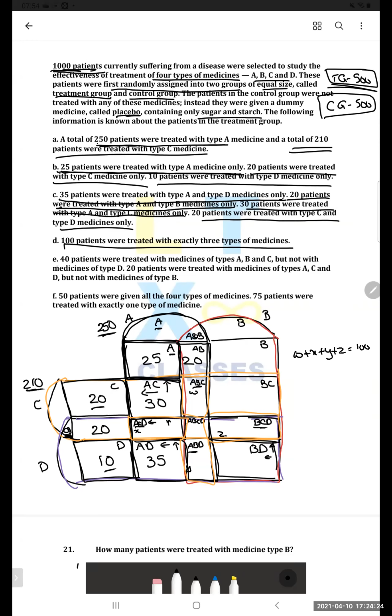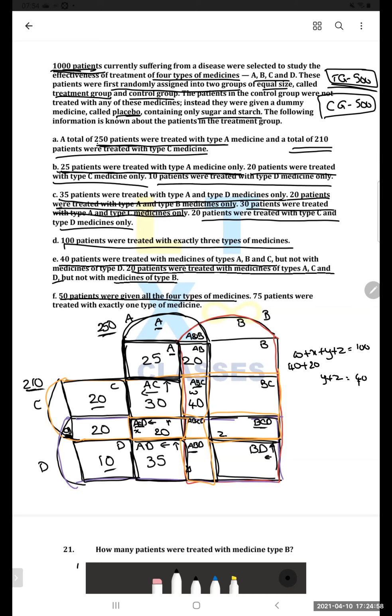Okay, come to question point E. 40 patients were treated with medicines of type ABC. So they have already given W is 40. So this is 40. 20 patients were treated with medicines A, C, and D, but not with B. And the ACD is 20. Okay, so we know W is 40, X is 20. So what is Y plus Z then? 40. Okay, let's come there later.